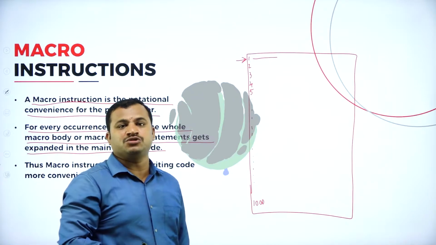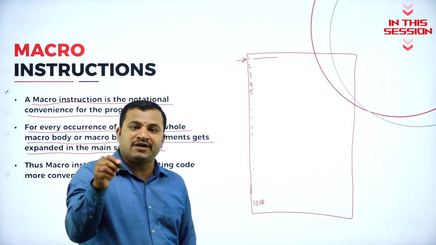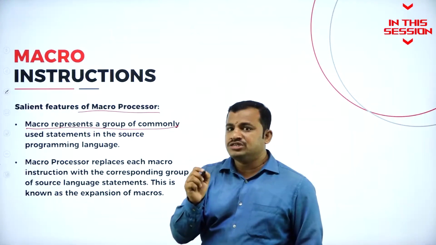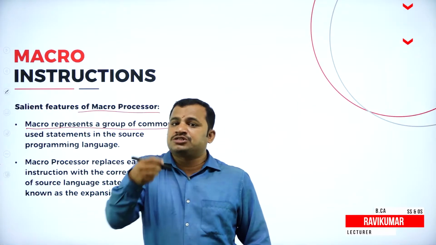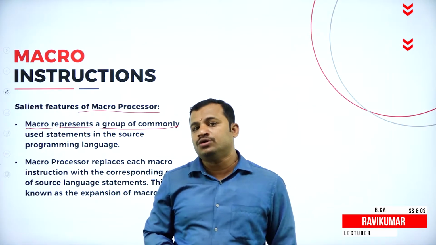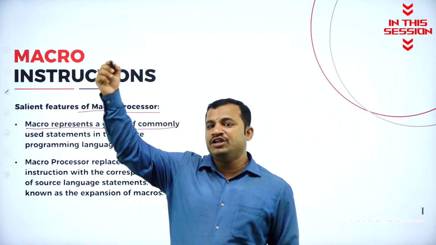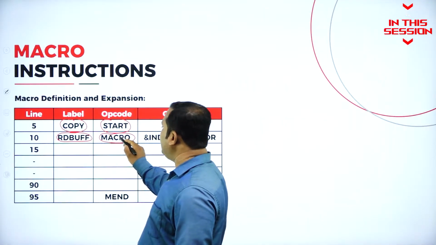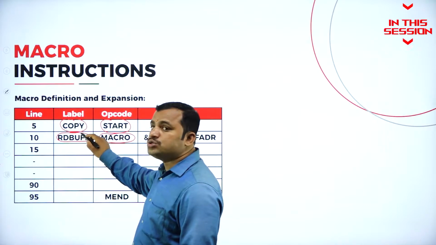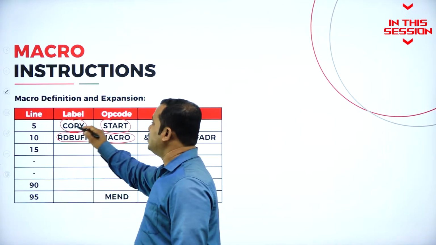First line of the source code is considered as a reference for compilation, which is that salient feature that helps us to expand the source code and place every definition. The opcode macro indicates that the label associated with this macro is read buffer.